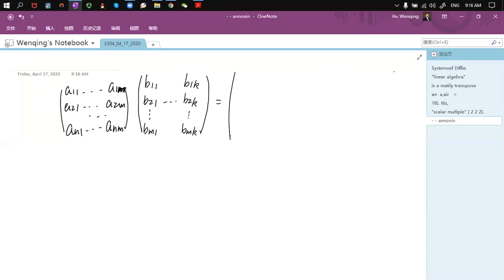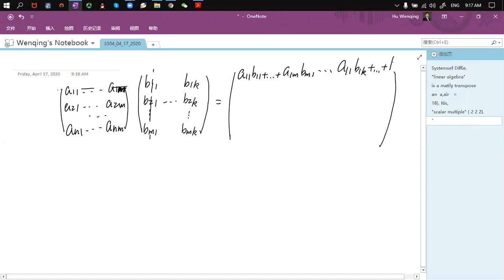Now the result will be a matrix of the form A11 B11 plus dot dot dot plus A1M BM1. So you are using the first row multiplied by the first column. And you continue to do that. Then you're going to see that in the end, this is A11 B1K plus dot dot dot plus A1M BMK.